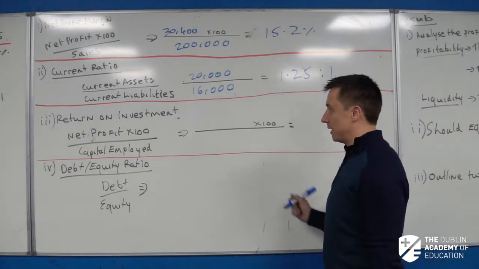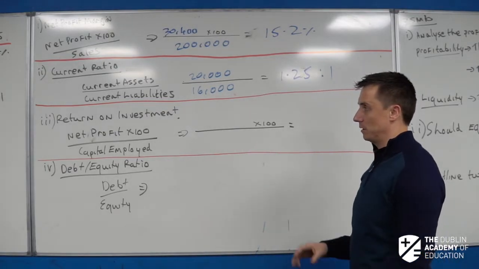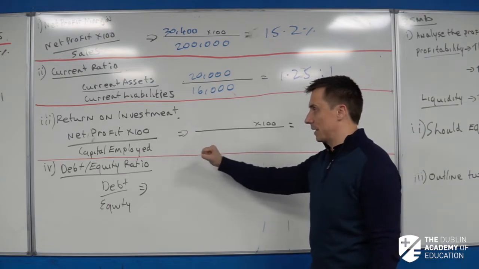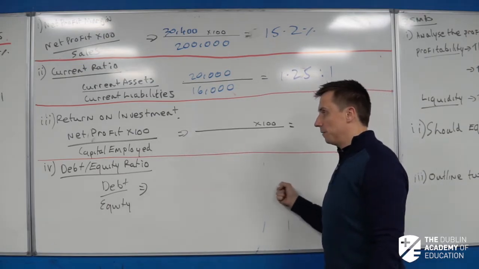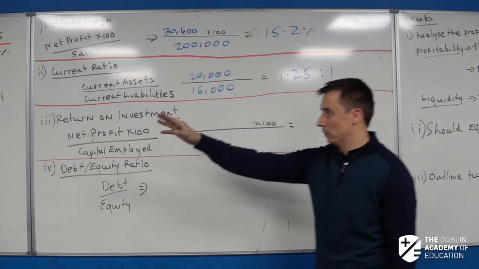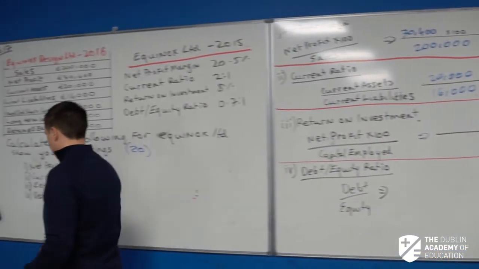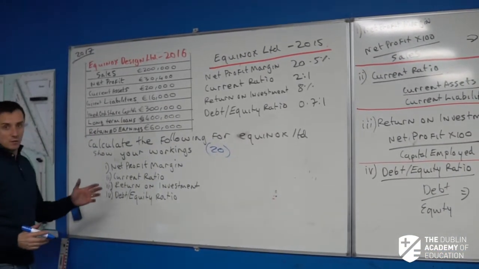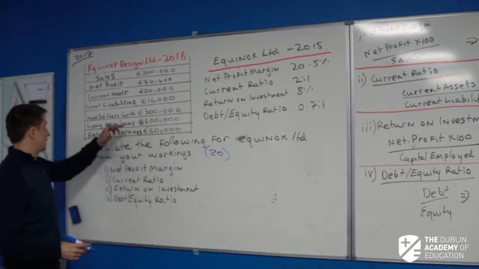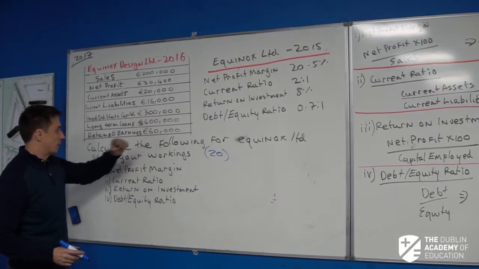And the next one then we have, guys, is our return on investment. So I'm doing return on investment, net profit divided by capital employed. This is where it gets a little bit trickier. So we'll have a look over at the board here, right? Now, there's no figure given to me here for capital employed, okay? You can see there's nothing down there at all for capital employed.